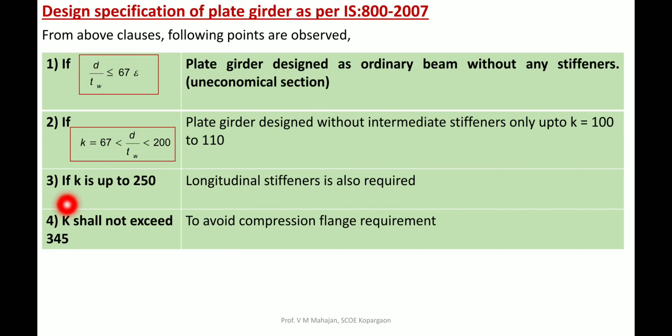The third type of case is if K is up to 250, then such a plate girder we design with a longitudinal stiffener also required. Means here we design a welded plate girder where we provide the longitudinal stiffener or horizontal stiffener throughout the length. Then the fourth condition is that K shall not exceed 345. Then we are going to avoid or prevent the compression flange buckling requirements.